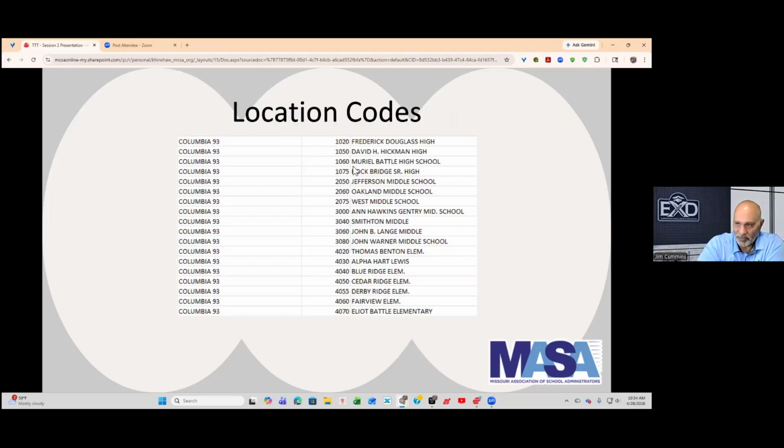Here is an example. I just went into one of DESE's reports, and Columbia was the first one I came to with multiple schools. So you can see their different high schools are 1050, 1060, and then you get into the middles, or the junior highs. It looks like they've got all their middles as either 20 or 30, maybe age bands, and then elementary schools.